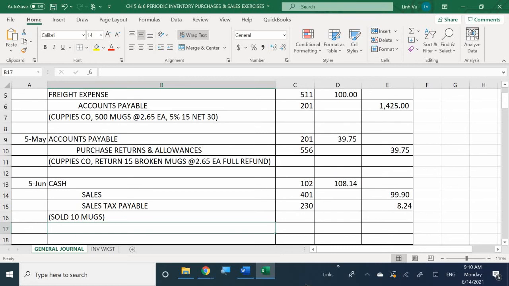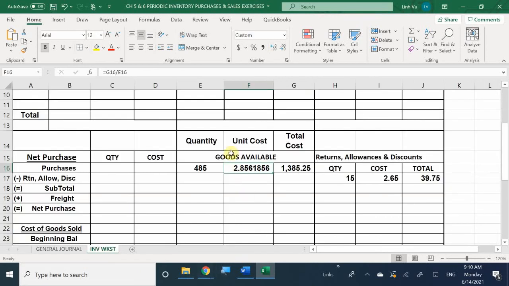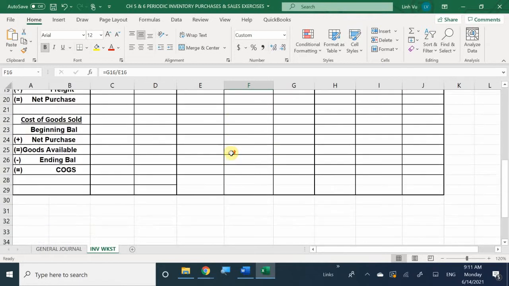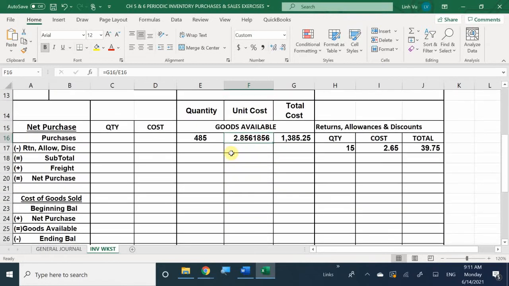All right. Now, question to you. Do we need to update our inventory worksheet? No. Good, because the assumption is that at the end of the given period, we're going to take a physical count and figure out how many items we sold from there. So, excellent.